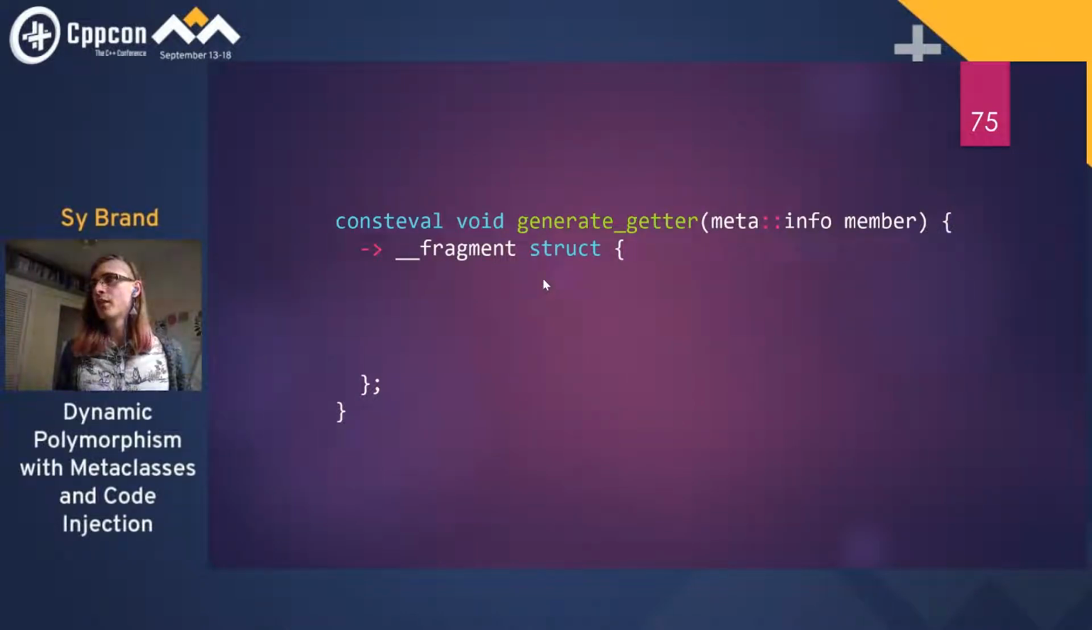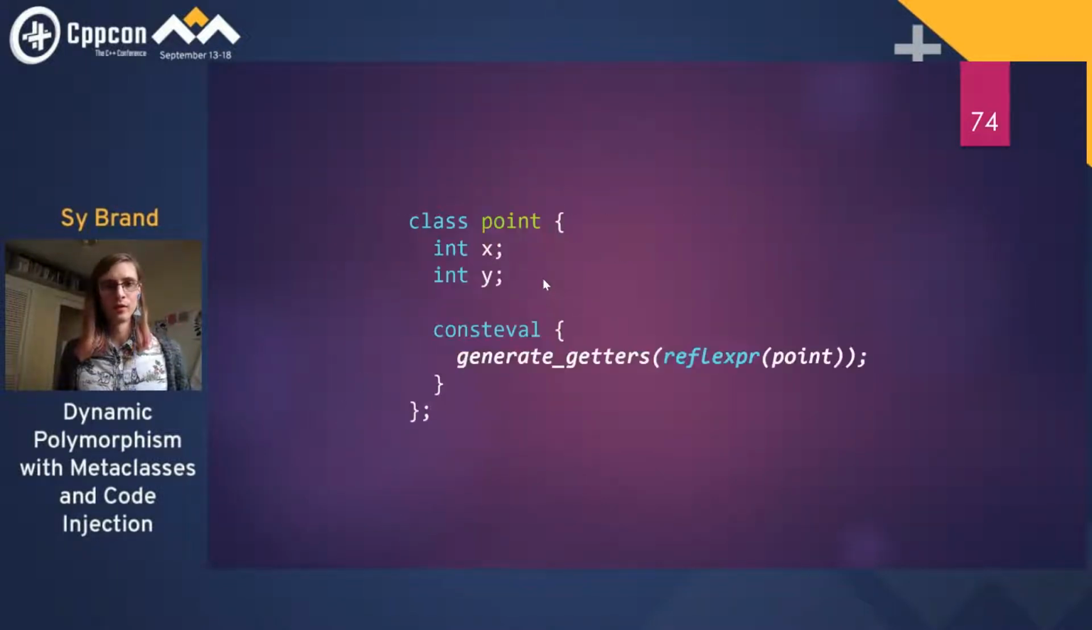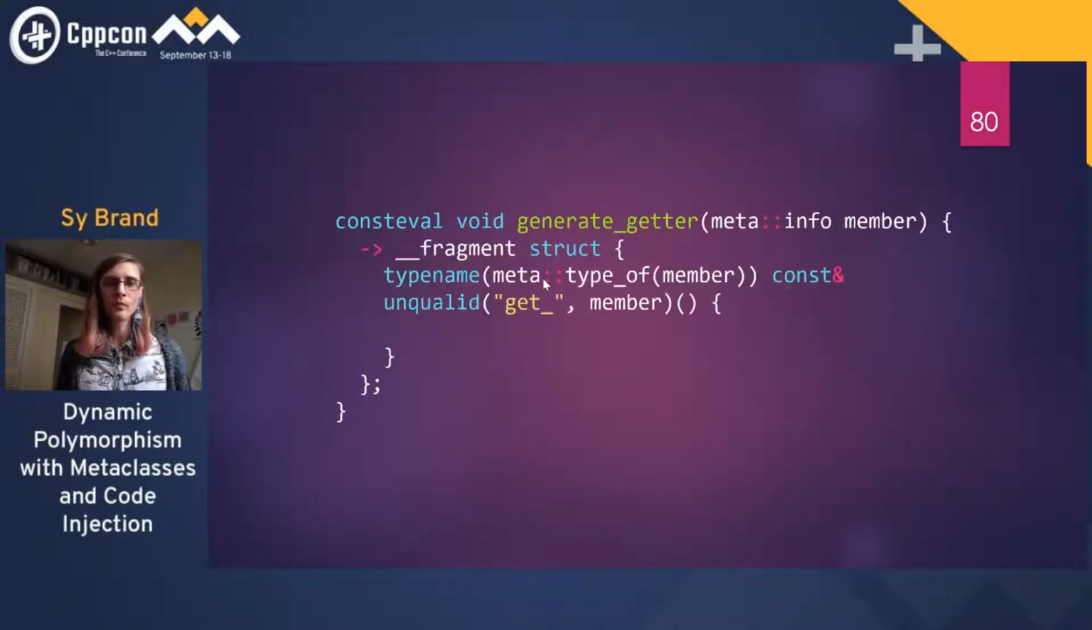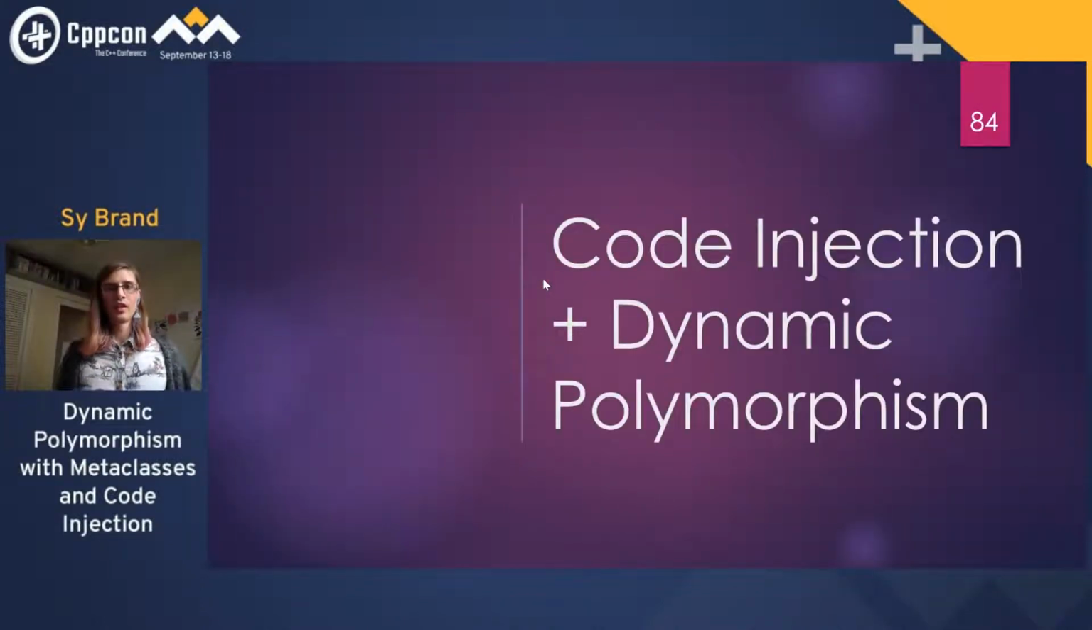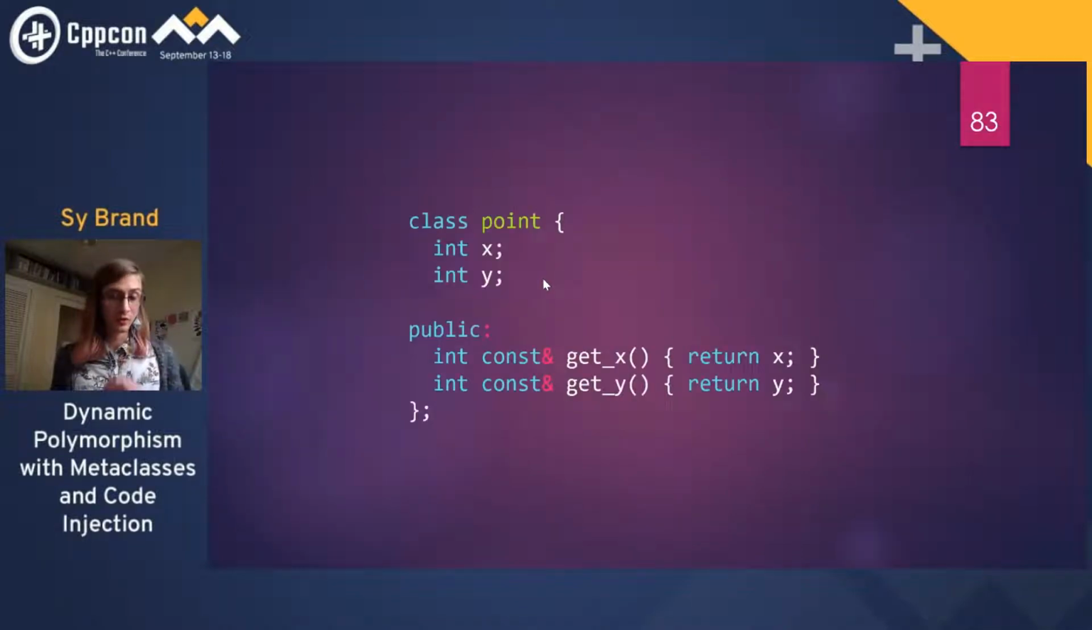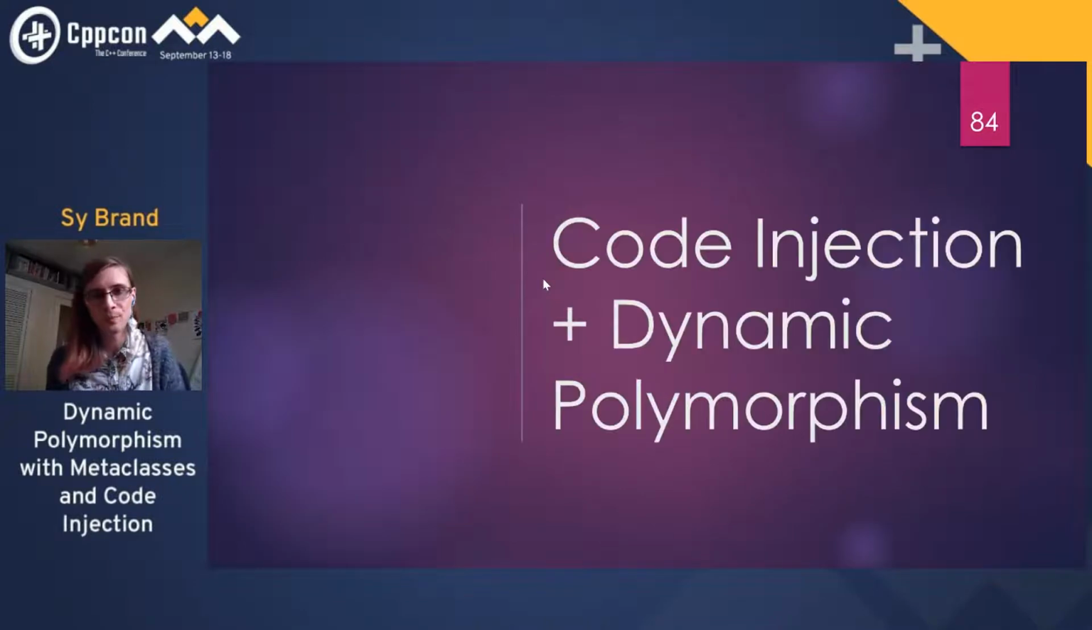What order do the generators run in? Yes, this will be declaration order. The order of the declarations in my class will be the order in which I iterate over them from the members of the class. That's an intro to code injection. Feel free to keep dropping in questions.